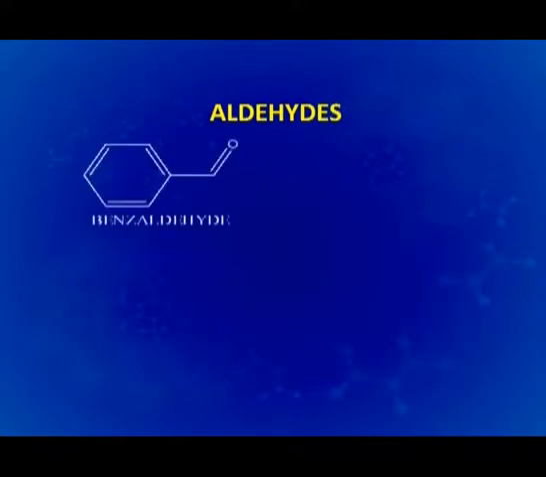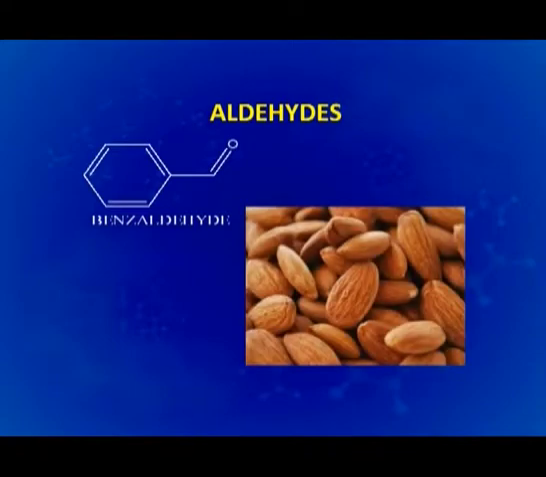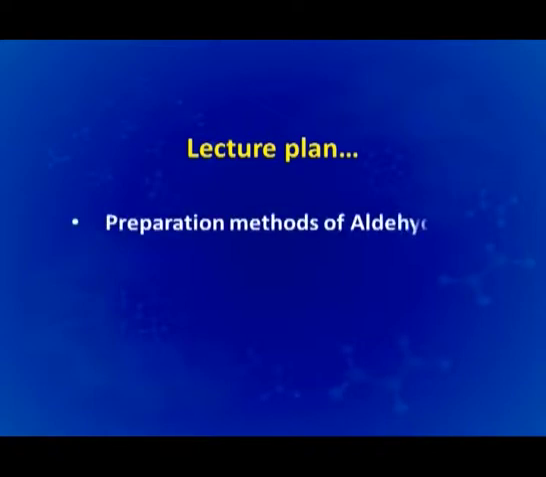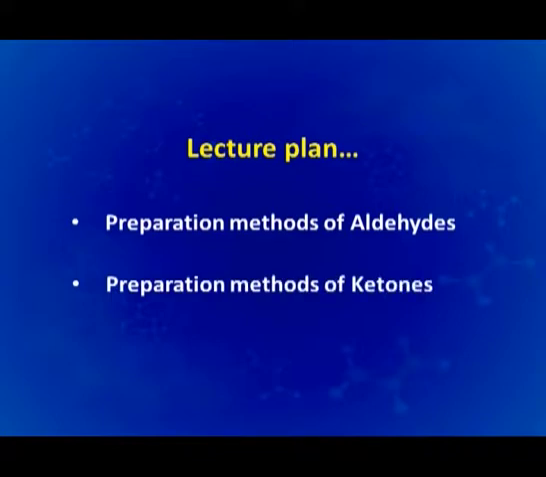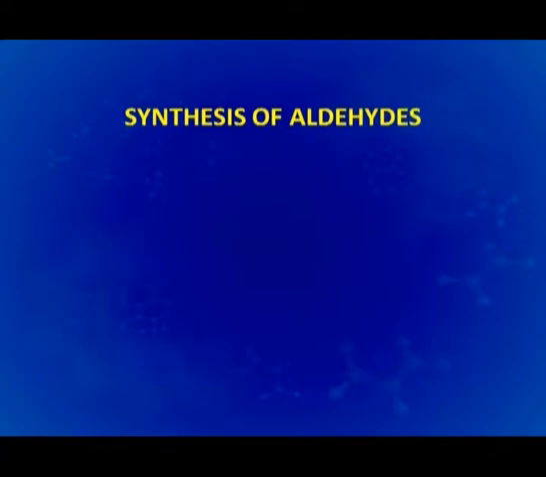And the most important as well as healthy compound is benzaldehyde, which is isolated from almonds. These are the dry fruits which we normally use for health purposes. And next we will start with our lecture plan, especially for aldehydes as well as ketones. The first one is the preparation methods of aldehydes, and the second one is the preparation methods of ketones. So, now first we start with the synthesis of aldehydes.